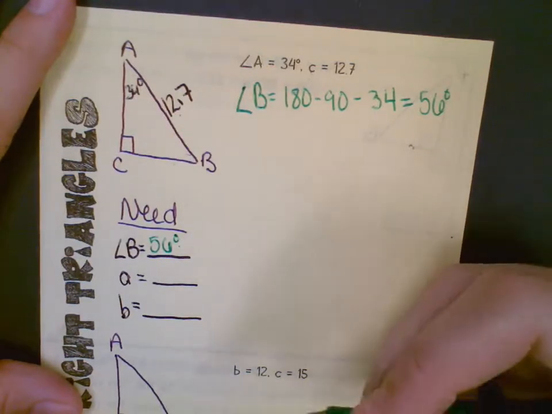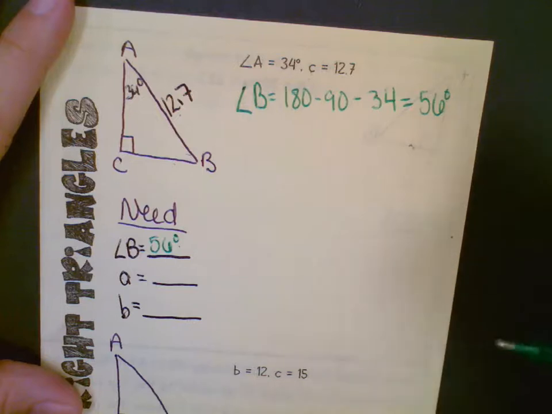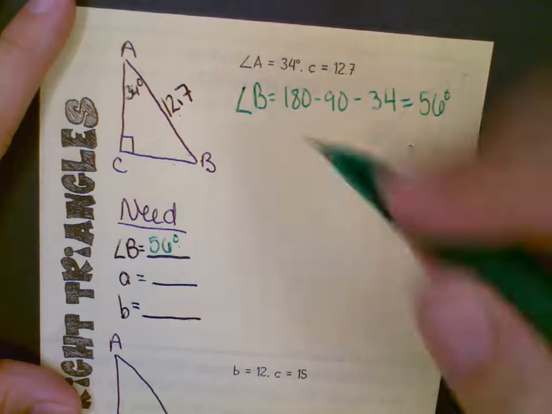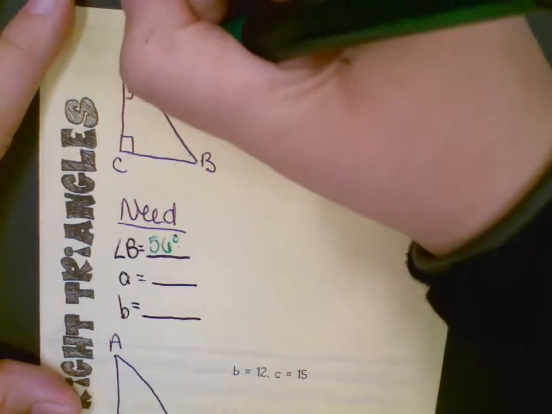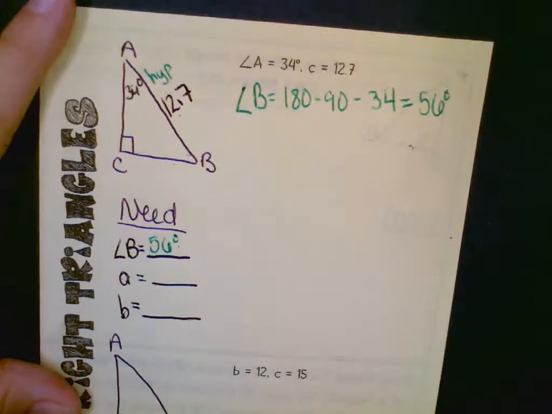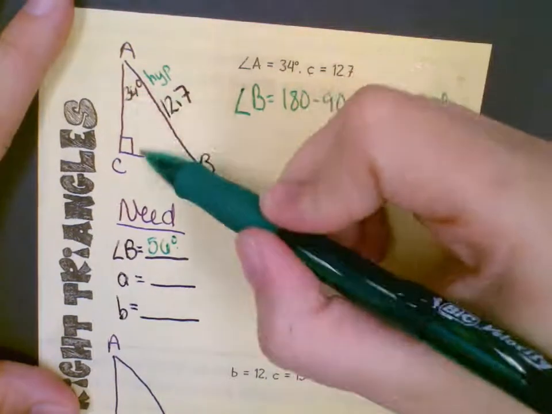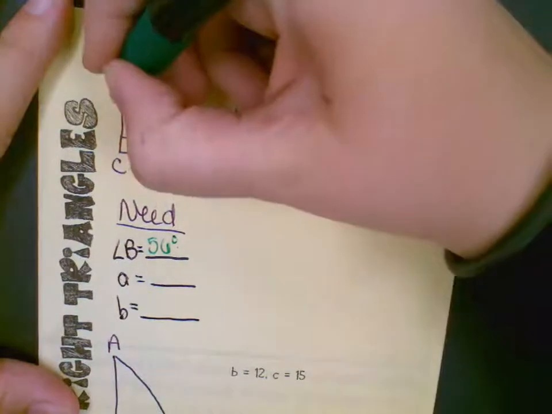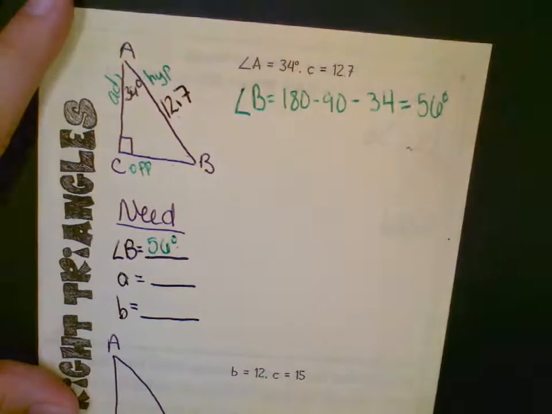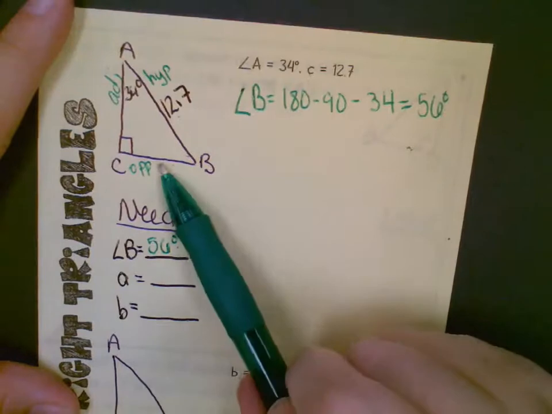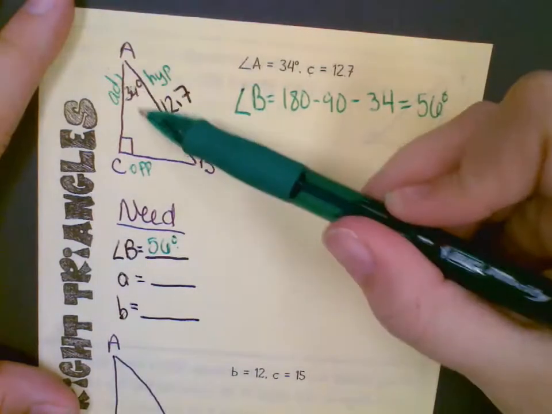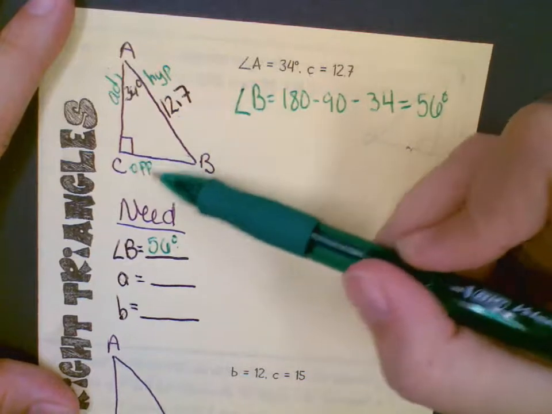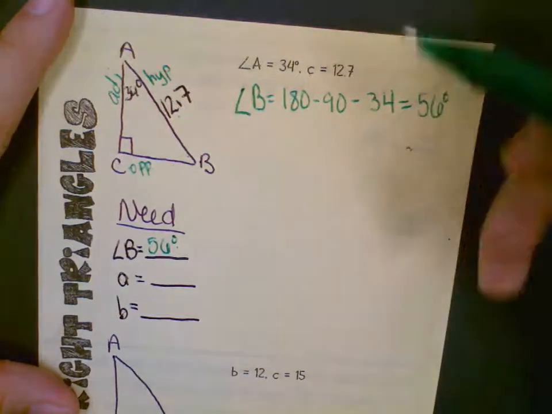Okay, so I'm going to label opposite, adjacent, and hypotenuse, so that way we can see if we're going to use sine, cosine, or tangent. 12.7 is obviously the hypotenuse because it's across from the 90. The side that's across from the 34 is opposite, and the side that's next to the 34 and touching it is adjacent. I'm going to find side a first. Side a is opposite, and we were given the hypotenuse. So we have opposite and hypotenuse, so that's sine.